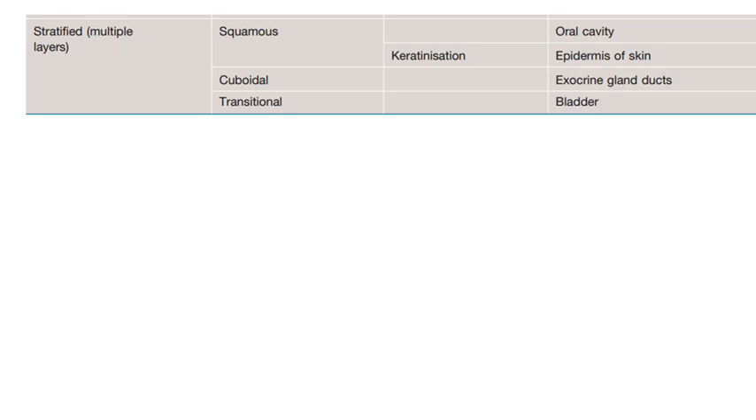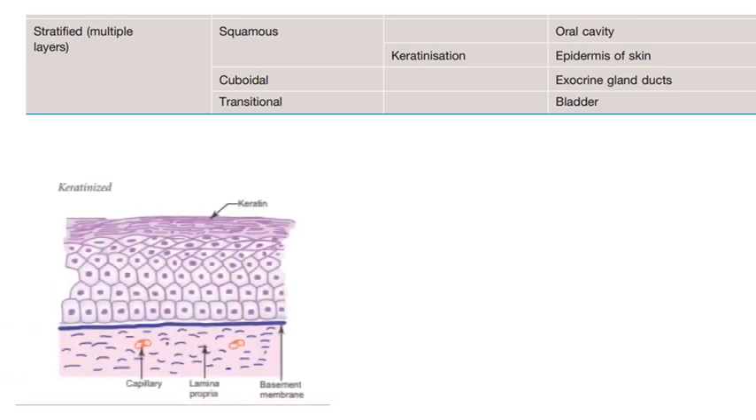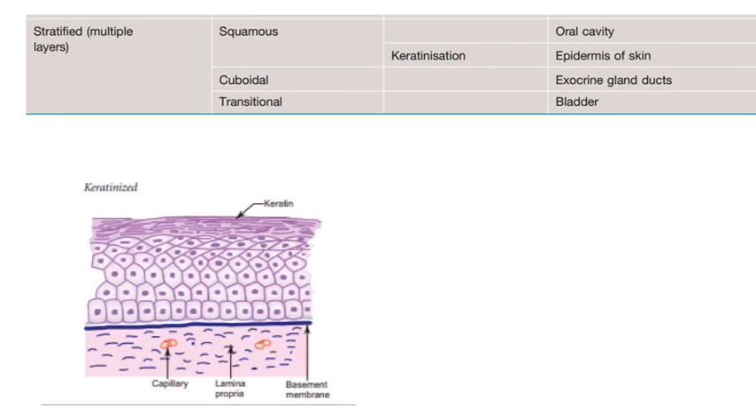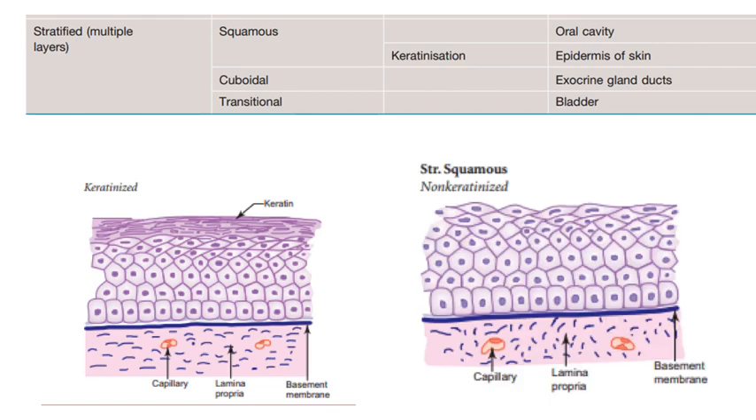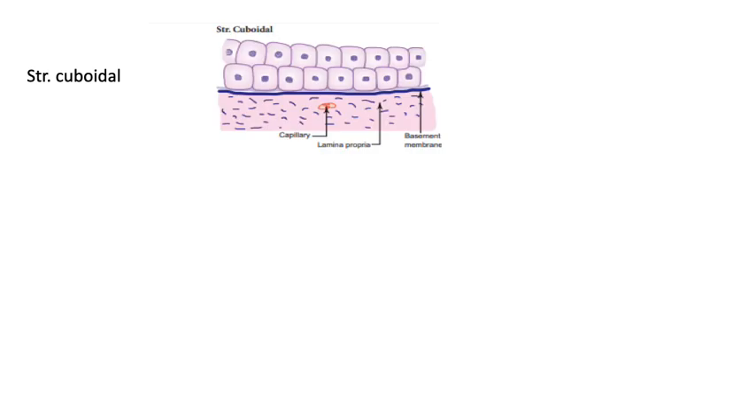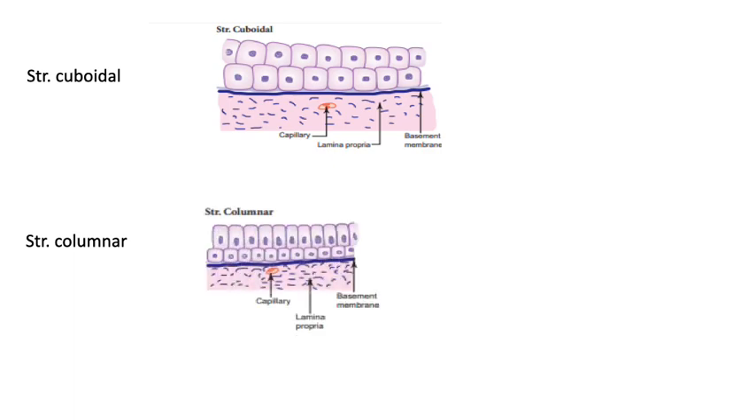Stratified epithelium, as we said. Stratified squamous can be keratinized if keratin is present over it, or stratified squamous non-keratinized. So multiple layers with keratin, multiple layers without keratin. Stratified cuboidal: the cells are cuboidal in shape, multiple layers and cuboidal in shape. What will stratified columnar mean? Columnar cells but multiple layers. So stratified columnar.